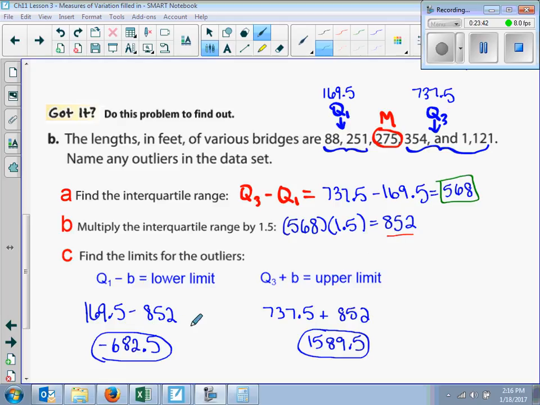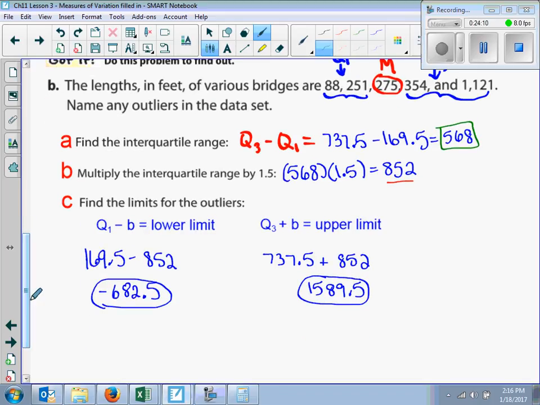If we subtract 169.5 minus 852, that gives me a negative 682.5. Now to find the upper limit, we're going to take the third quartile and add B, the 852. When we do that, we get 1,589.5, right? So now those are my gates, right?